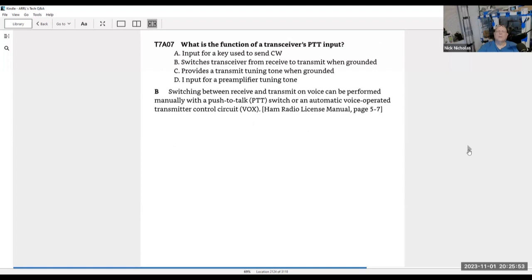What is the function of a transceiver's push to talk button? Well, it does what I told you earlier. Its function is it switches the receiver to receive, or from receive to transmit when it's grounded. That is correct. When the push to talk switch is grounded, the transceiver switches from receive to transmit. When it's not grounded, you're in receive. And in the process, it switches the antennas at the same time, the antenna from transmit to receive or receive to transmit.